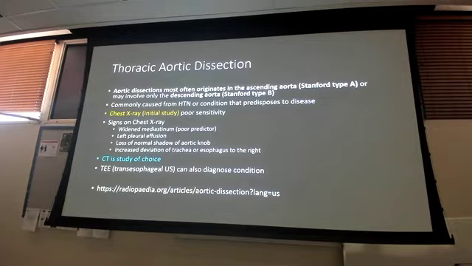This is more specific dissection slides. Remember: tearing, ripping, chest pain, or back pain, sorry, tearing, ripping, back pain, think dissection. Same things: x-ray is the initial study, kind of crappy. CT with contrast is your study of choice. I'm looking at the vessel, so I need to have contrast. I can't see the vascular without contrast. Don't worry about the Stanford type A or Stanford type B, that's not for me, right, but technically there are two types depending on where the dissection starts.